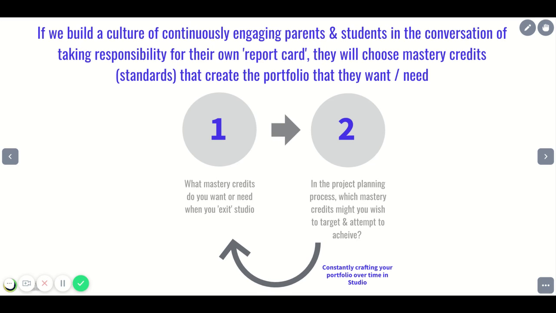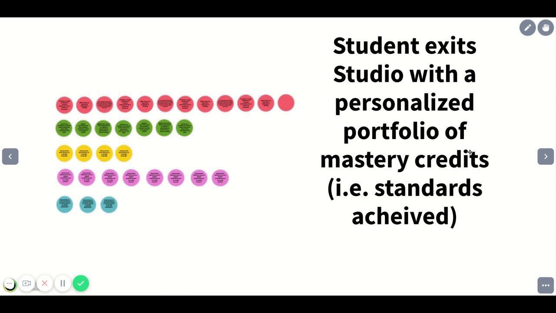Making sure that if they know they need some sort of math to go to a high school that they know they're going to go back to in their junior year, they ensure that they work towards some mastery credits in math, so we can report back on a report card that they got a B, hypothetically, in math based on having done some mastery credits in that area. So again, students would exit studio with their personalized portfolio of mastery credits or standards achieved.